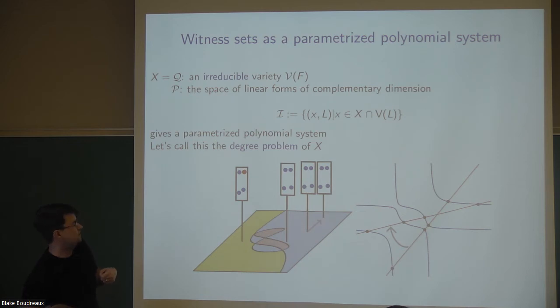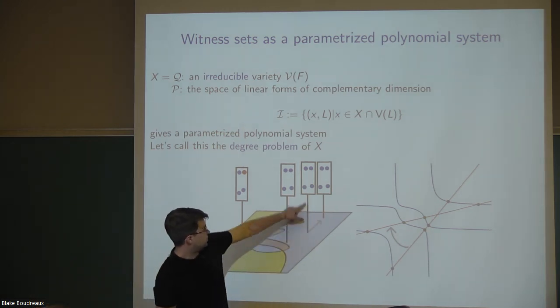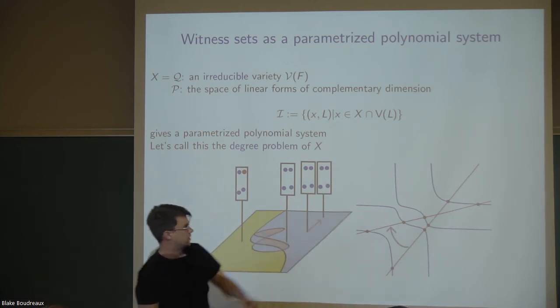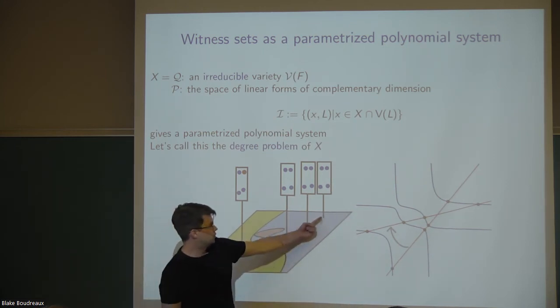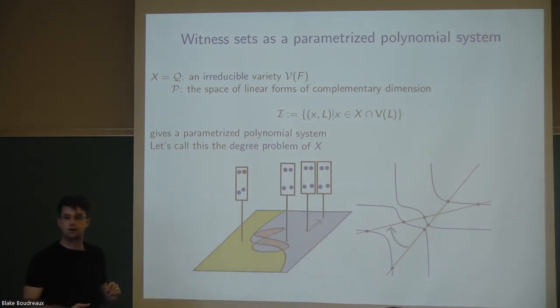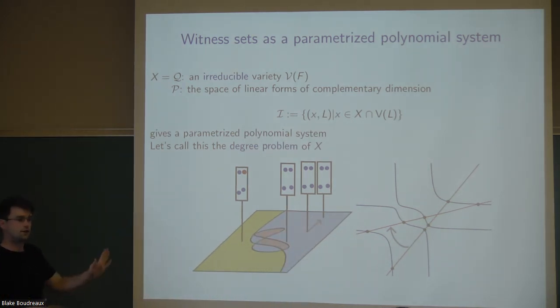So we call this type of parametrized polynomial system maybe the degree problem of the variety. Why? Because if you solve it, you've computed the degree of your variety. And here, you compute all 4 solutions to an intersection with a line of this quartic. You can then move that line around in the parameter space, and that moves the geometric picture on the right, the linear space around, and you track those solutions around.